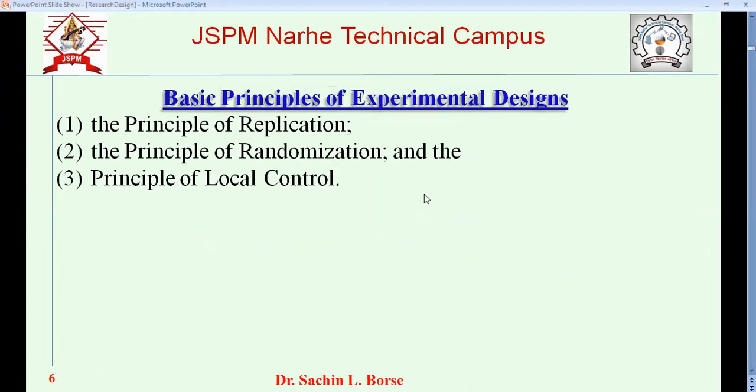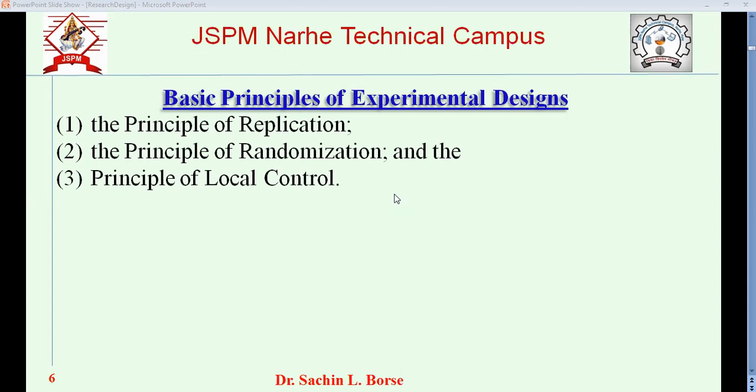So last time we studied the basic principles of experimental design. We saw the principle of replication, which tells us that we are not to take a single reading, but we have to take maybe more than one reading. Then the principle of randomization: while selecting the sample, we have to select randomly. That is the principle of randomization.